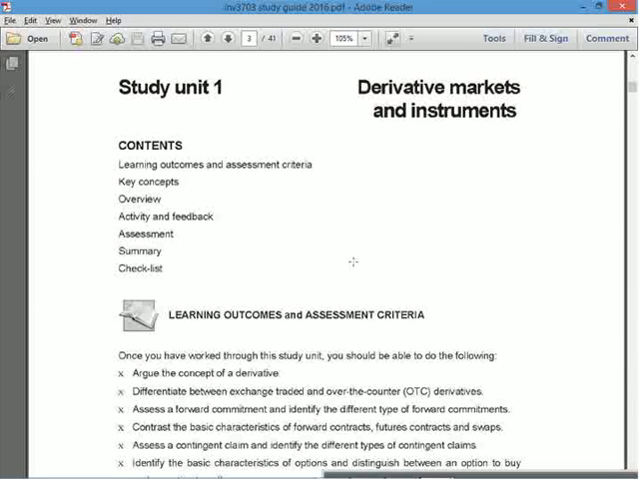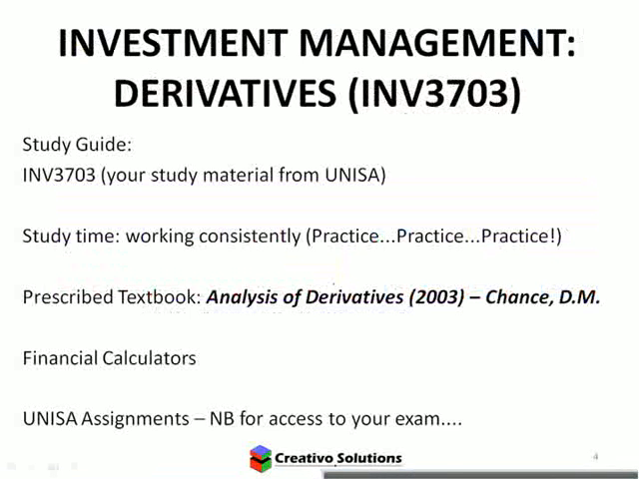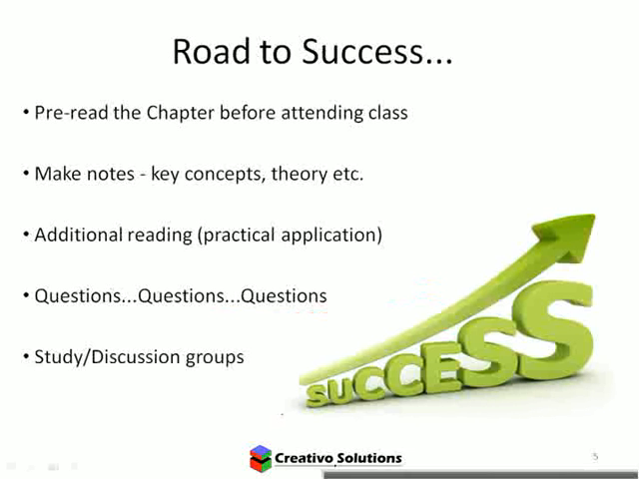Coming back to the slides, you do need to try work consistently, so try keep up week by week. It makes your studying a bit easier as well. The prescribed textbook is that one, 2003 Analysis of Derivatives. Financial calculator you've got, so that's great. And obviously the assignments we need to look at before your exam. You've seen this slide before from previous modules. If you can, try pre-read the chapters, make notes on the slides that I've provided, and if you have any questions, feel free to ask anytime.